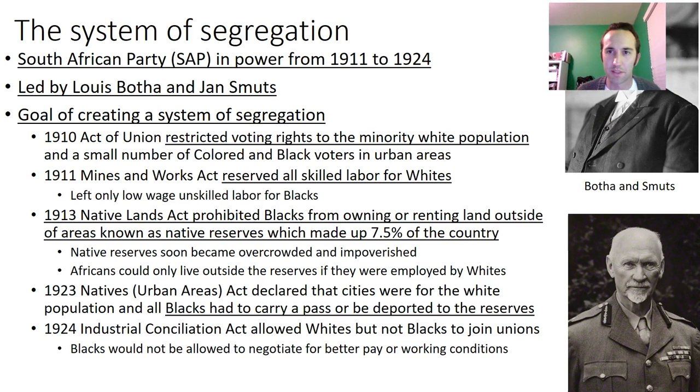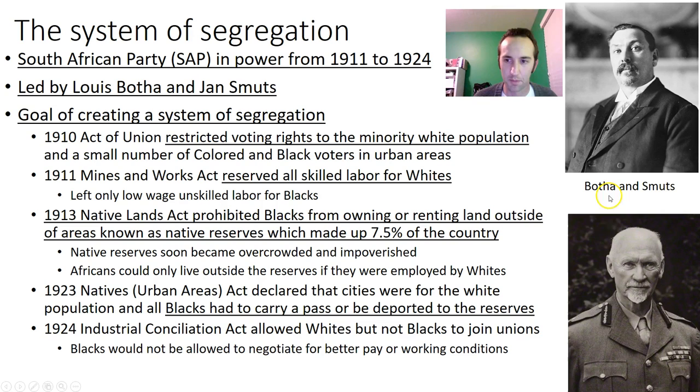And so the system, let's take a look at the government piece by piece and some of these creepy looking white dudes. The South African Party is in power from 1911 to 1924. And they start to slowly bring in this system of segregation so that it benefits them for the reasons I just mentioned as far as keeping a labor force and keeping in power. And so first we have Louis Botha up top with the creepy eyes, and John Smuts, the general, down there. The goal is creating the system of segregation, and they go through a series of different laws, and some of these laws are more important, and we're going to go into these laws in more detail later.